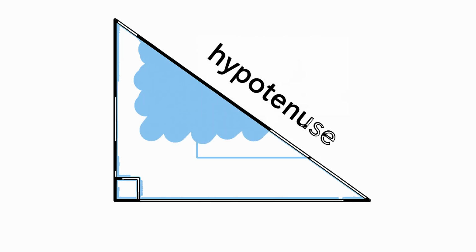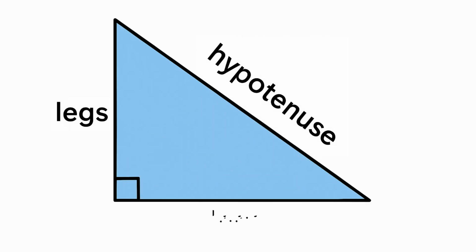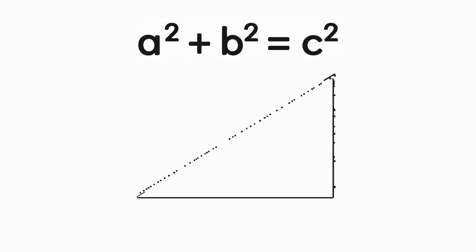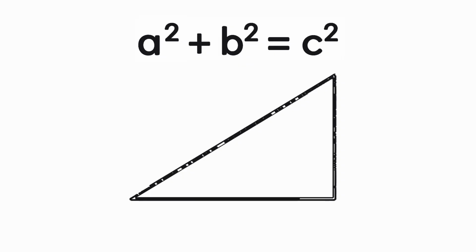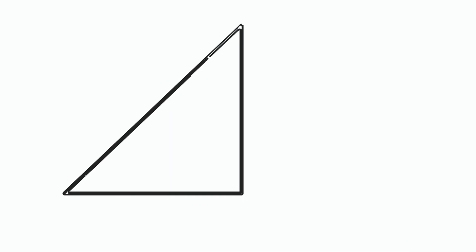Here's the basic rule. In any right triangle, the two shorter sides are called legs. The longest side, across from the right angle, is the hypotenuse. If we call the legs a and b and the hypotenuse c, then a squared plus b squared equals c squared. That means if you know two sides, you can always find the third.